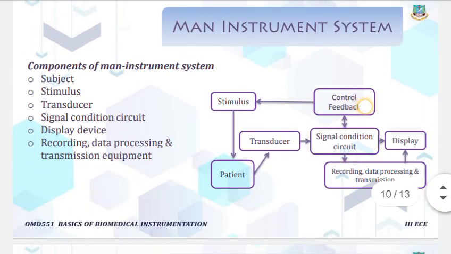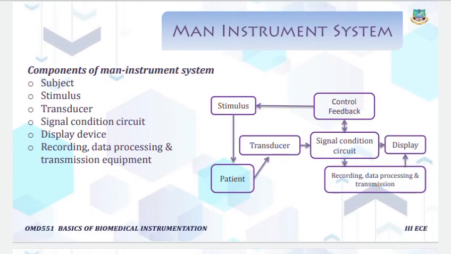Next, we are going to see a simple topic, the man-instrument system. That is, man as an instrument. If we consider ourselves as an instrument, what are the things under us? The components of the man-instrument system are a subject, a stimulus, a transducer, signal conditioning circuit, display devices, recording, data processing and transmission equipment. So here this is the patient, then the transducer, then the signal conditioning circuit, display, recording, data processing and transmission, and feedback is given similarly to the patient.